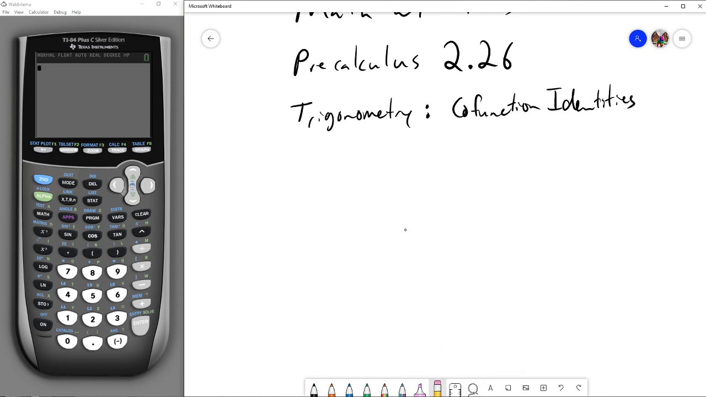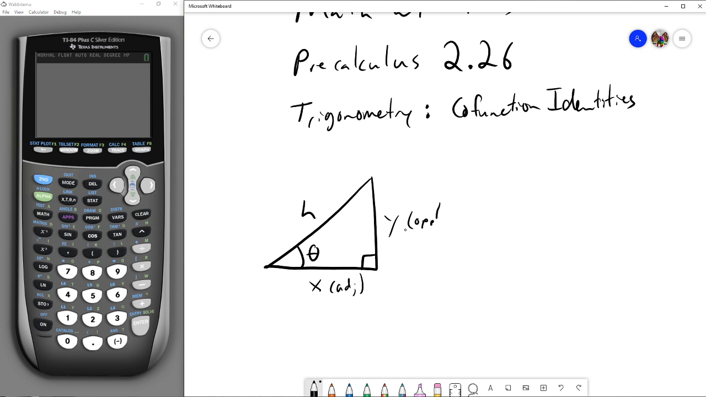Alright, nice big triangle-ish. Alright, so we have, let's call X, Y, and how about H for hypotenuse? We talked about how this was adjacent, and this was opposite, and this was hypotenuse in the previous episode.